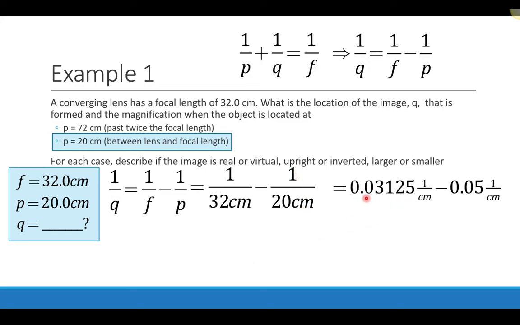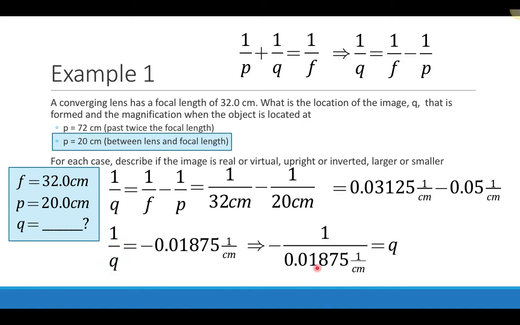1 over 32 is 0.03125. 1 over 20 is 0.05. So I would take this number and subtract the 0.05, and I have that 1 over the image distance is a negative value now, because the 0.05 is actually a larger number than the 0.03125. So 1 over the image distance is a negative value of 0.01875. This is 1 over the answer.